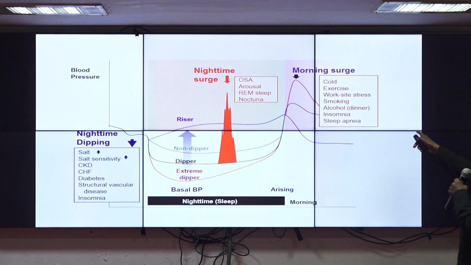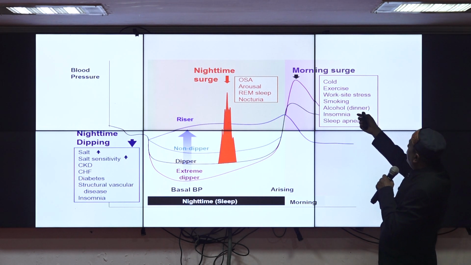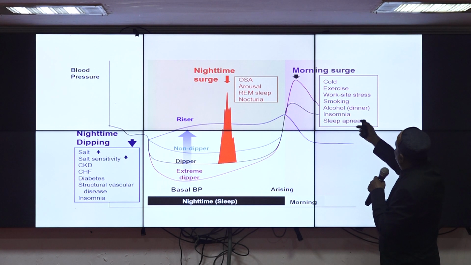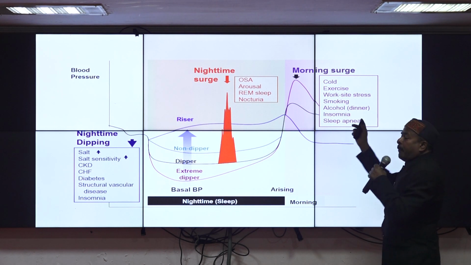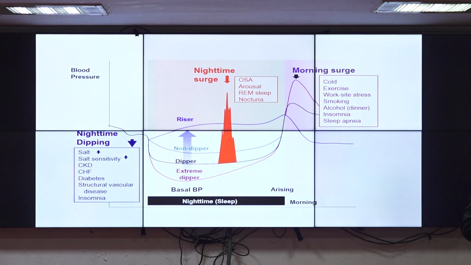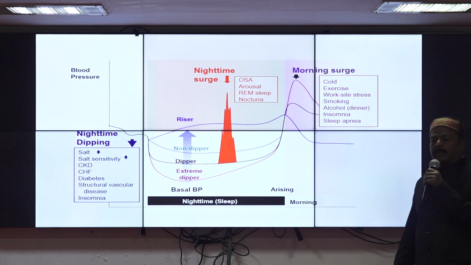And morning surge, again we know the cold conditions, exercise, work site stress, smoking, alcohol, insomnia, sleep apnea, person taking alcohol during dinner time. Patient will have more surge on that particular day. We have examples. The persons have taken good dinner, good alcohol. In the morning, death bed syndrome. Gone.